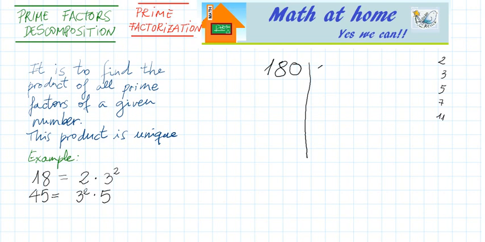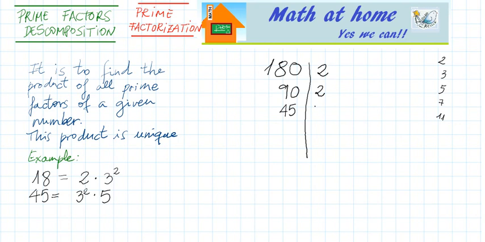So we write here 2 and do the division. 180 divided by 2 equals 90. And we write here the quotient. Again, we have to check if it's divisible by 2. Is it divisible by 2? Yes, it is. Then we write 2 again and do the division. The result is 45. And then we have to try again if it is divisible by 2. Is it divisible by 2? No, it's not divisible by 2.